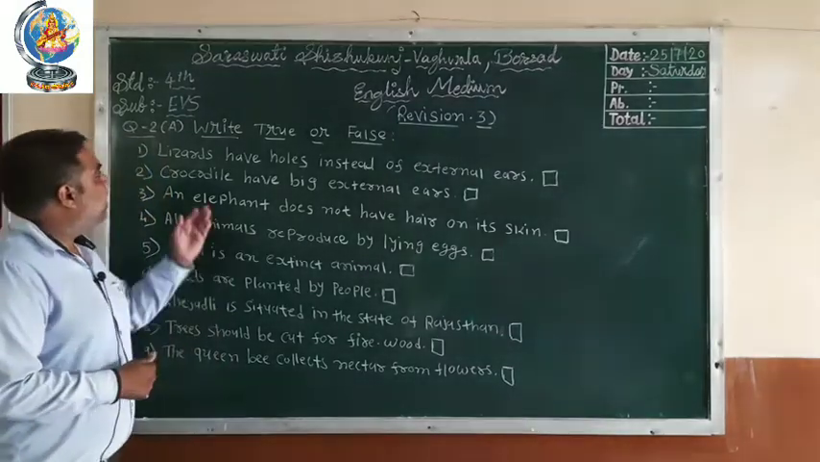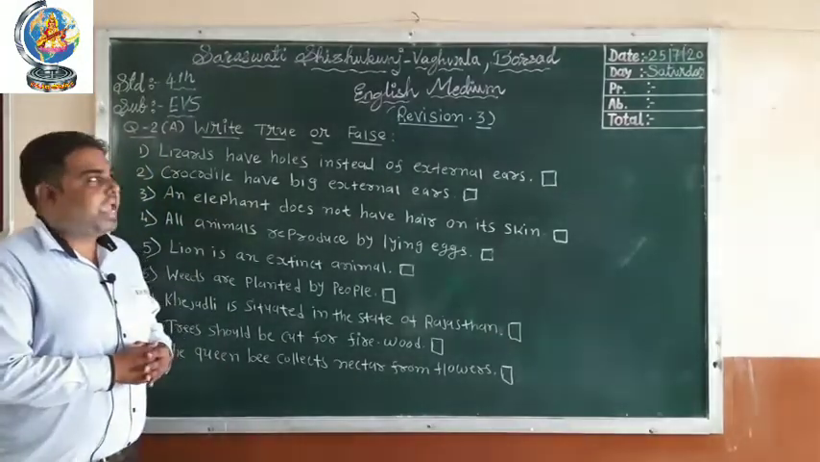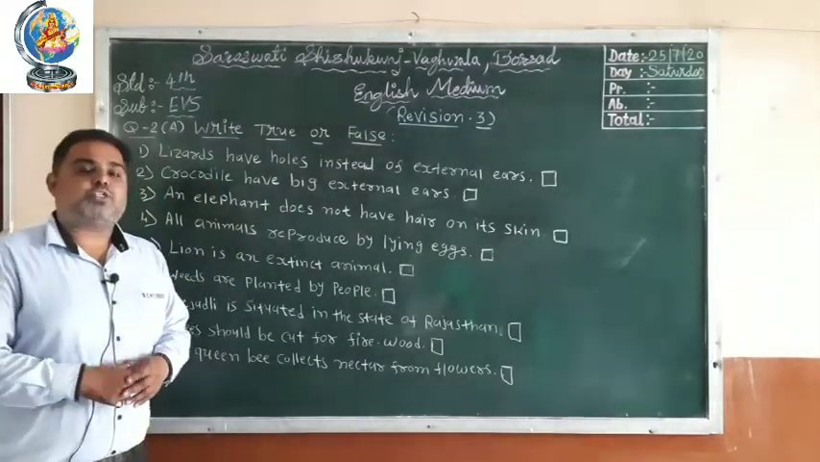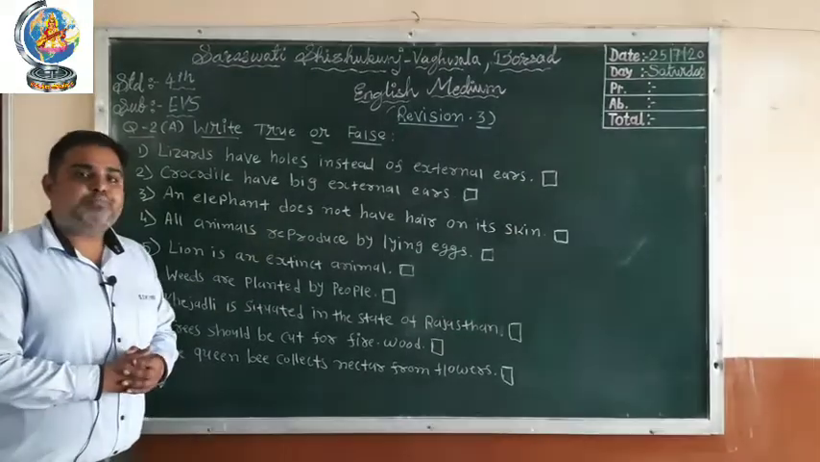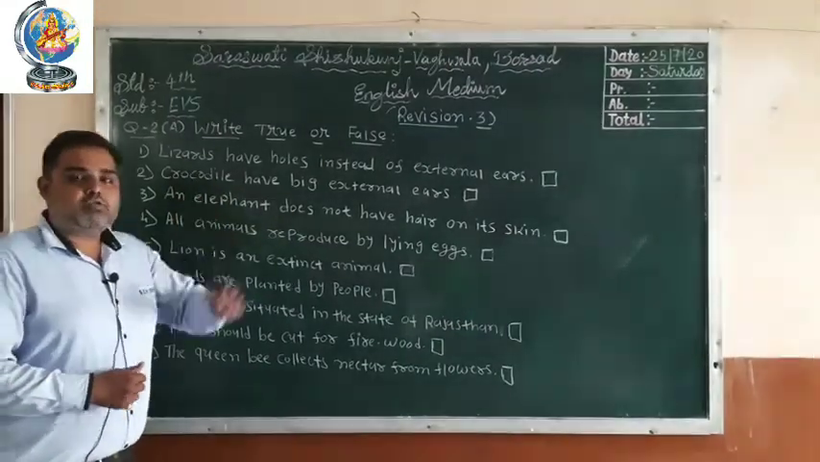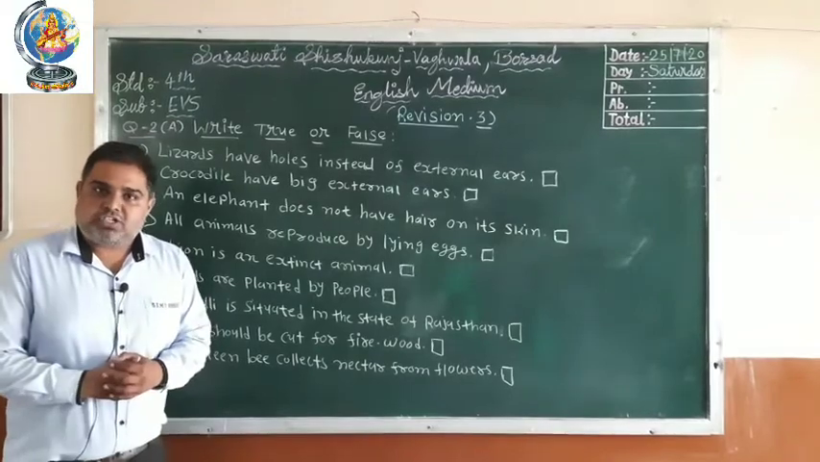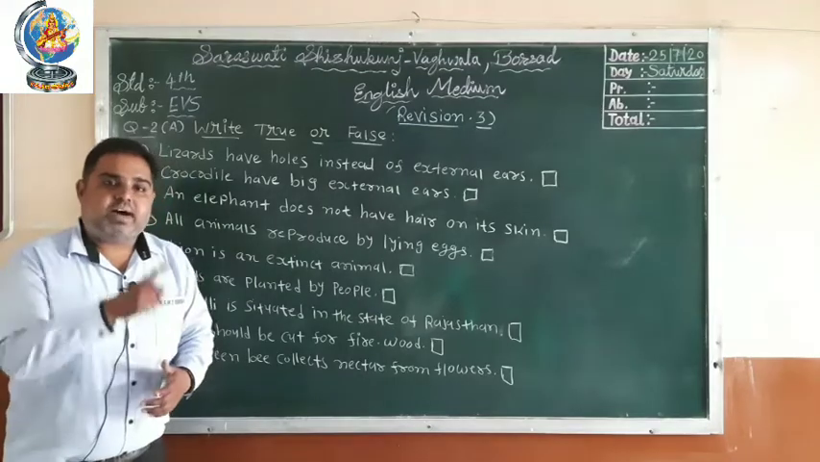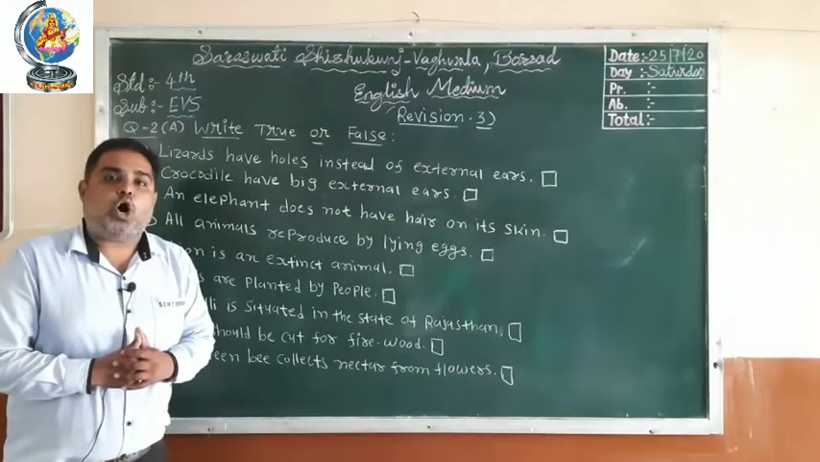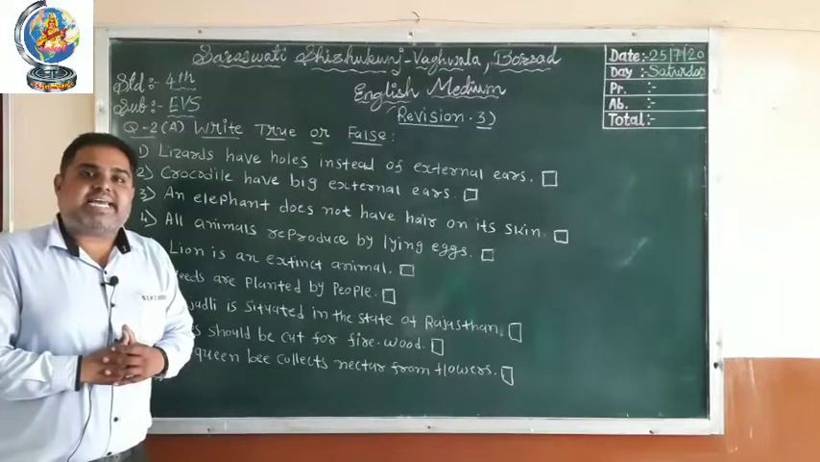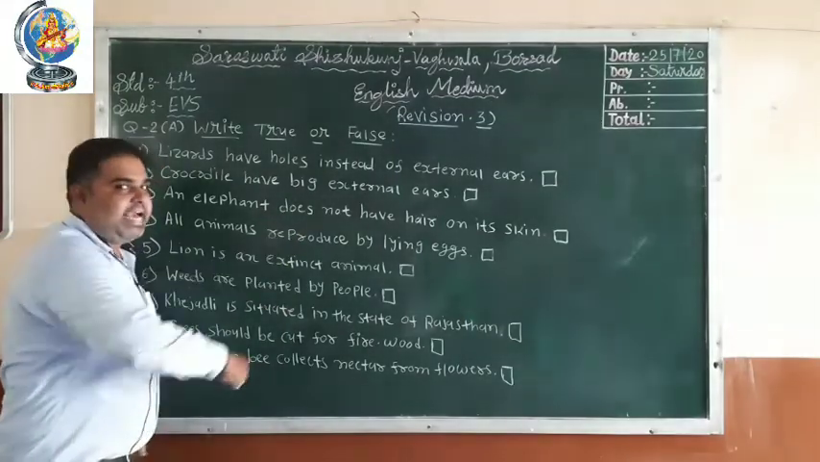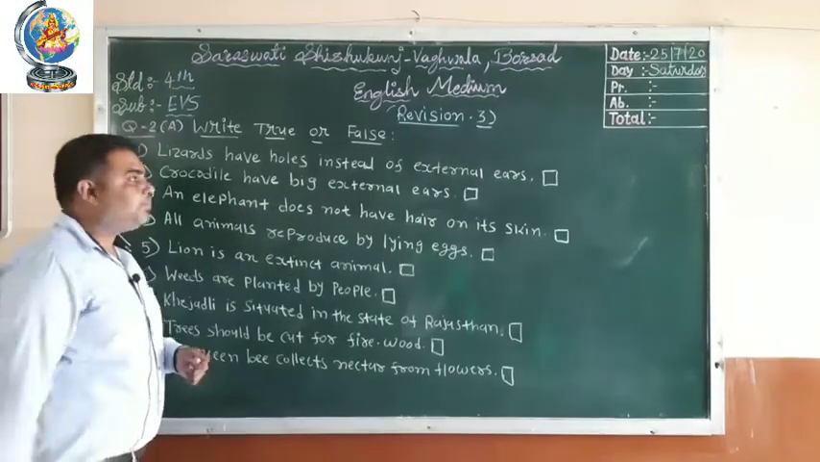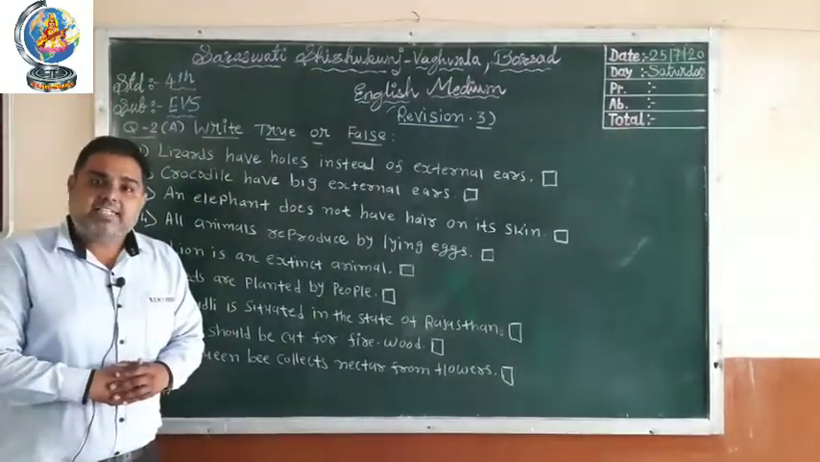So students, question number 2A is write true or false. In this question, what you have to do? You have to first read the question properly, understand it, and tick mark in the boxes given whether this statement is true or false. If the statements are correct, then you have to tick mark as true, and if the statements are false, then you have to cross it. So let us look at the answer.